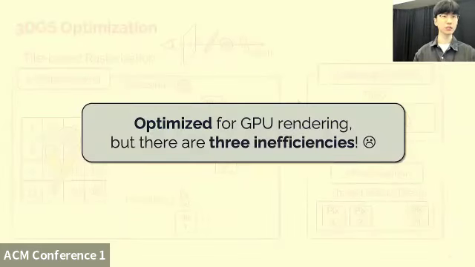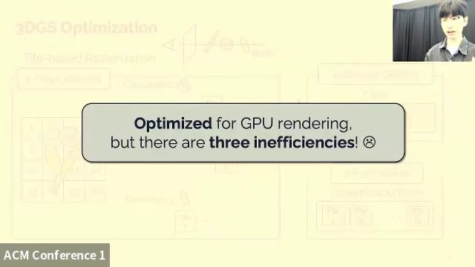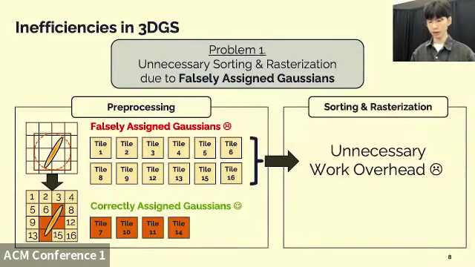While it is optimized for GPU rendering, we found three inefficiencies in this process. The first is that the original algorithms lead to unnecessary assignment of Gaussians to tiles. So in this example, there are many tiles that are marked as intersected, even though they are not. As a result, unnecessary tile assignments increase the work overhead of sorting and rasterization.